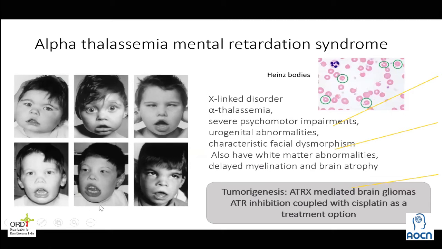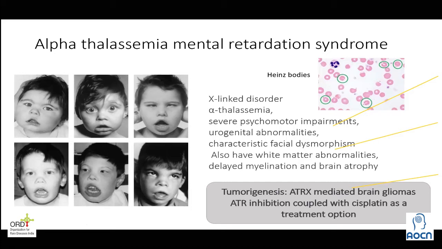sometimes totally exaggerated. Now, these children have alpha thalassemia, which can manifest in the peripheral smear as having Heinz bodies, which are denatured hemoglobin in the red cells, and which can look like a little pinched outgrowth also in some cells. But that's seen in about 10% of children. They have severe psychomotor impairments, urogenital abnormalities seen in certain specific mutations, and this characteristic facial dysmorphism. So the mouth is the key thing.